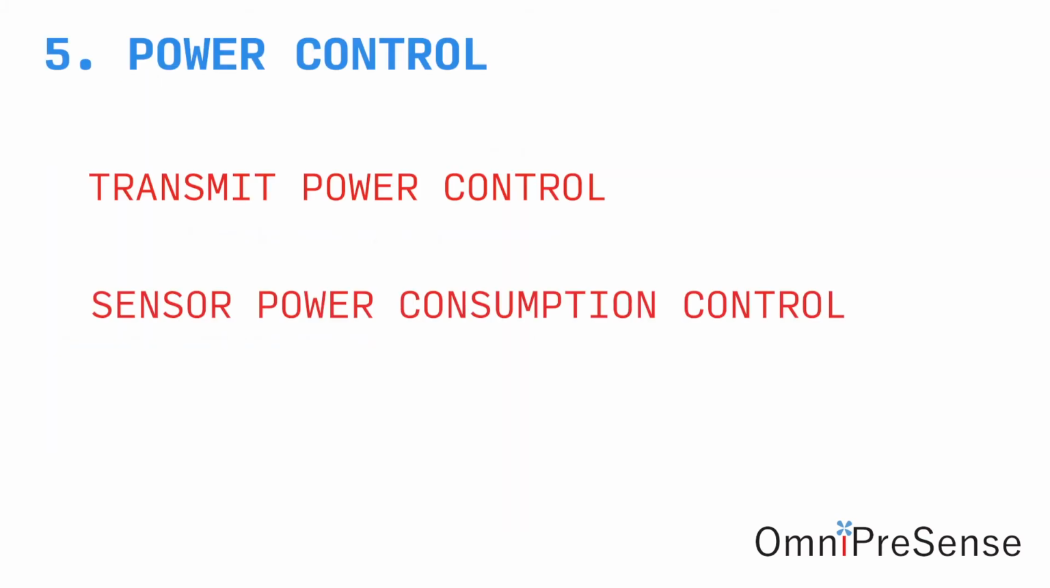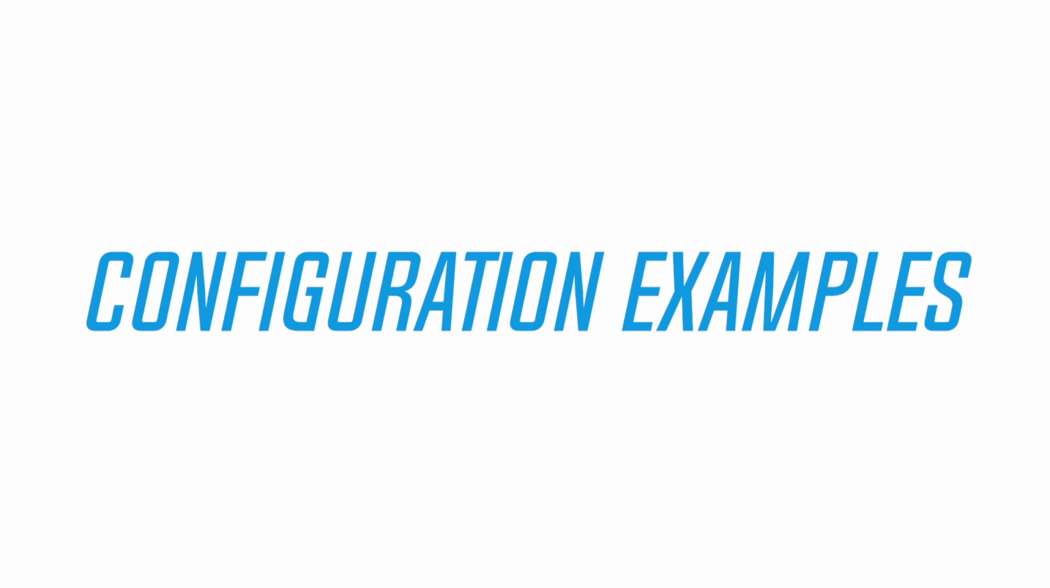Power control deals with both transient power control and sensor power consumption control. In the default mode, the sensor is fully active with no power savings turned on. Transient power is set as maximum, but can be reduced if you'd like to control the size of the field of view.